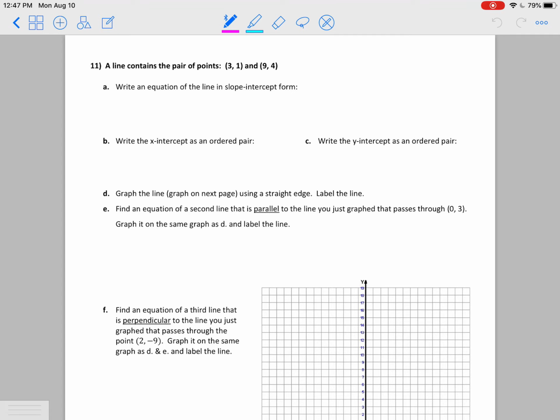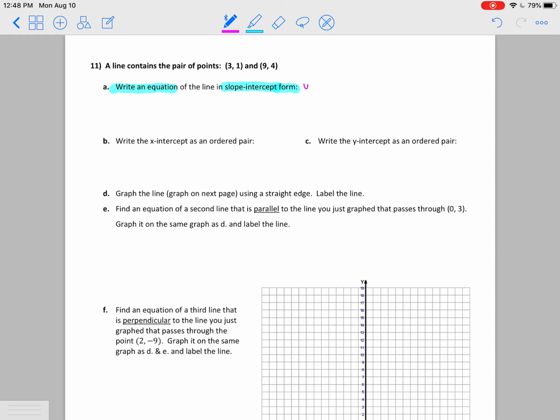So it says a line contains a pair of points. Okay, well, we're familiar with that. Remember, when we are asked to write an equation, we either need the graph to look at, or we need a scenario where we have the slope and they give us a point so we can find b, or they give us 2 points, in which case we can find our slope and our b from that information. All right, and we notice that we're supposed to put them into slope-intercept form.